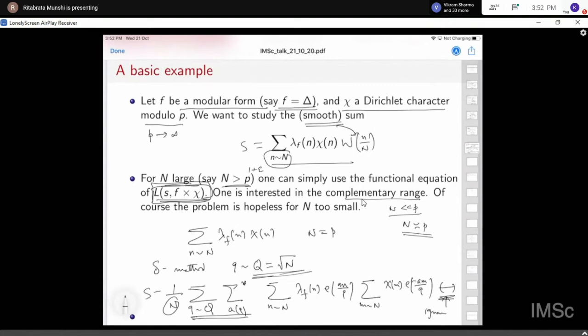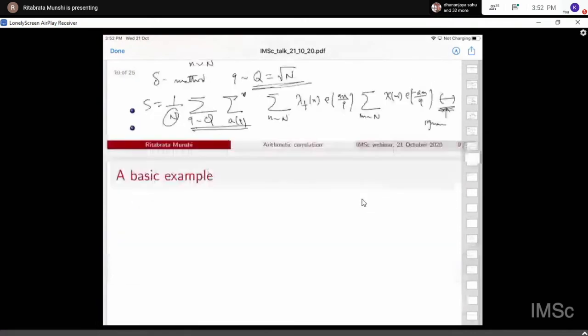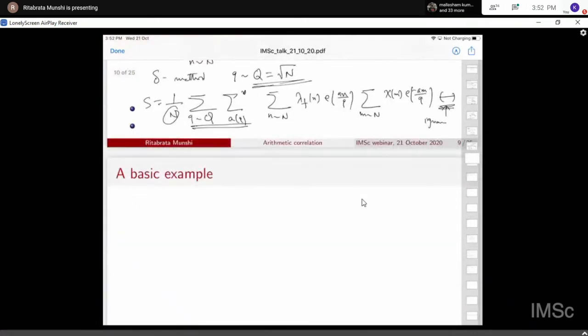So S has become this after application of the circle method, or the first step of this template. And now, as I said, I'm going to use the summation formula. There are two sums that we need to analyze, one is this, the other one is this one. Let's apply the summation formula to the first one. We have lambda f(n) e(a n/q). n is of size N, so this is a perfect candidate for the Voronoi summation formula.